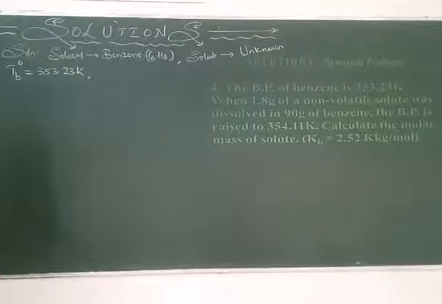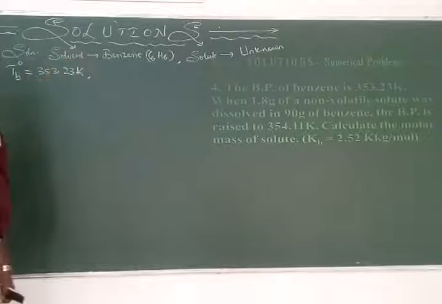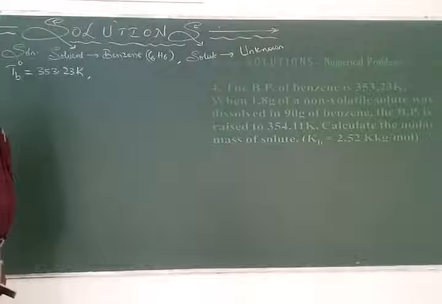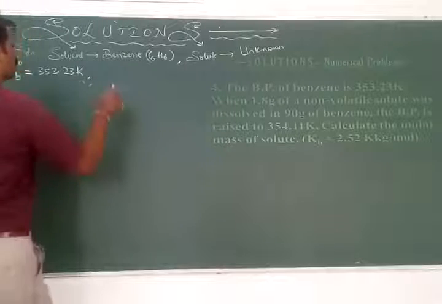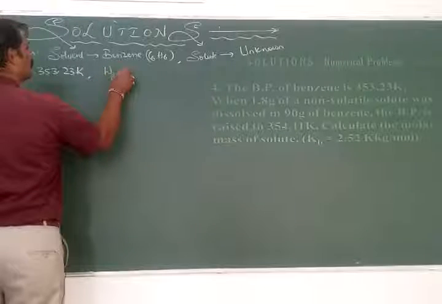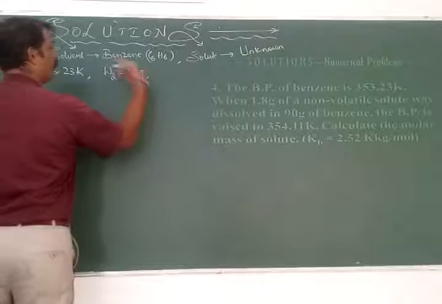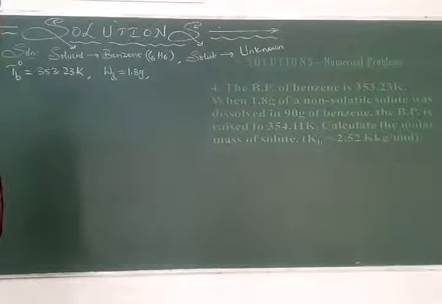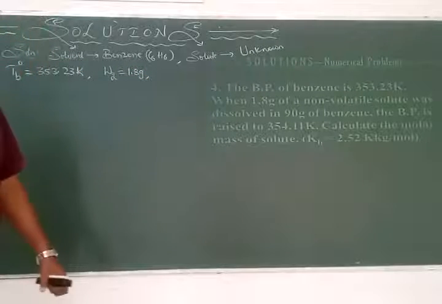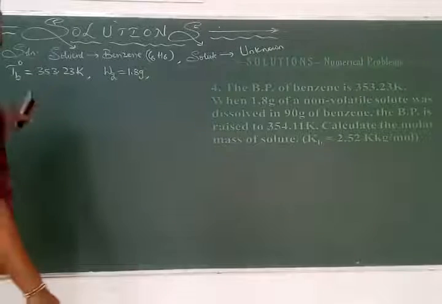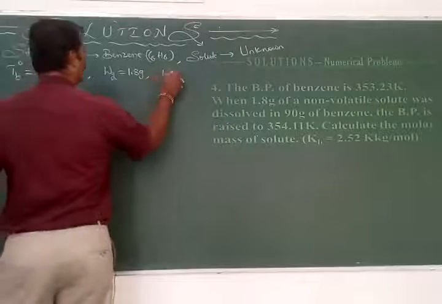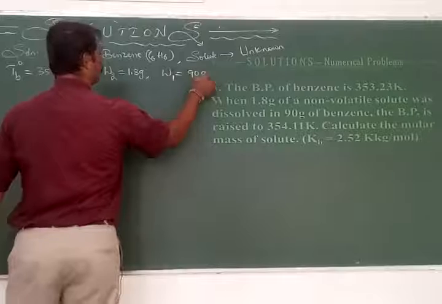When 1.8 grams of a non-volatile solute is taken, the mass of the solute is given: W2 is equal to 1.8 grams. It is dissolved in 90 grams of benzene, and benzene is the solvent. So the mass of the solvent, W1, is equal to 90 grams.